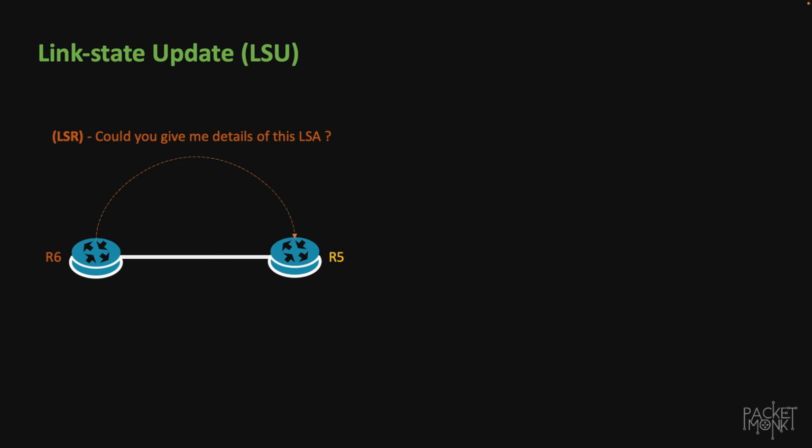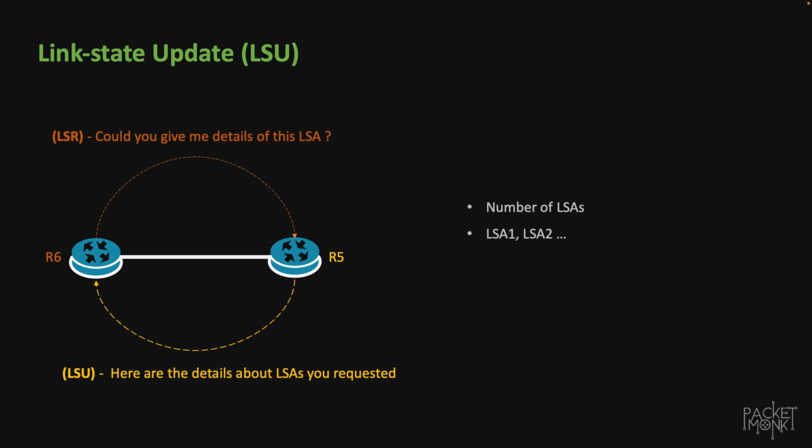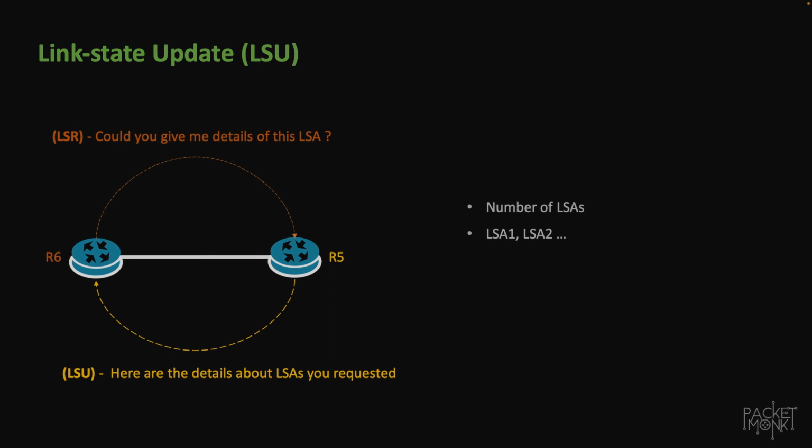The next one is LSU or link state update. This is the packet where link state data or actual routes get exchanged in OSPF, which means inside an LSU there will be a list of LSAs with the link state information. Also, an LSU could be sent as a reply to an LSR or due to any network change. And LSU has these fields: number of LSAs and then each LSA.